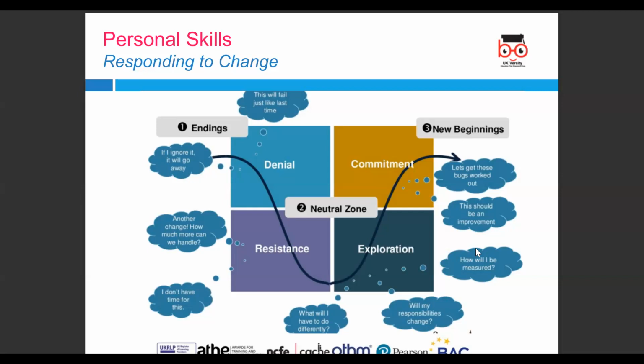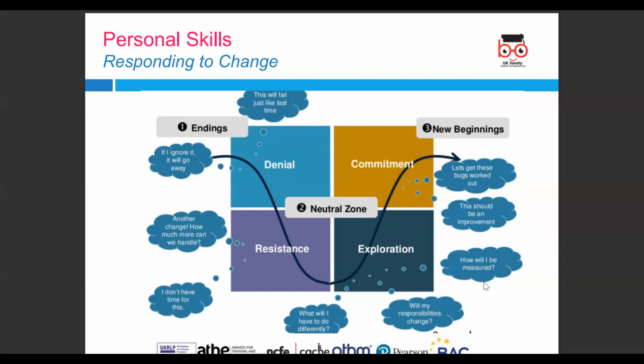Resistance: another change. How can I manage this? Can we handle it? I don't have time for this. Exploration: what if I have to do it differently? Will my responsibilities change? How will I be measured? And then commitment, new beginnings: let's get these bugs worked out. This should be an improvement.